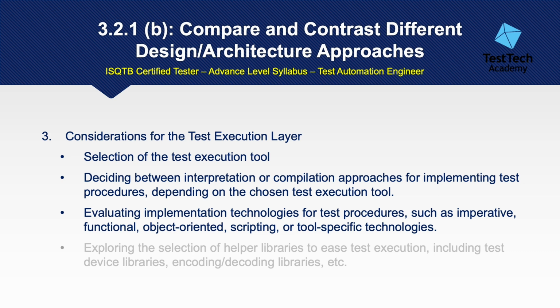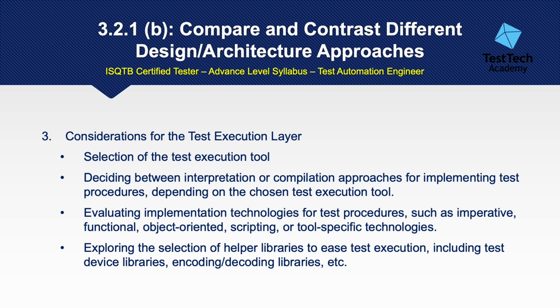Similarly, the implementation technology for test procedures plays a significant role in determining the flexibility and scalability of the automation solution. Whether opting for imperative, functional, object-oriented, or scripting languages, test automation engineers must align their choices with the capabilities of the chosen test execution tool. Also, selecting helper libraries to ease test execution, such as test device libraries or maybe encoding or decoding libraries, can streamline the automation process and enhance productivity.